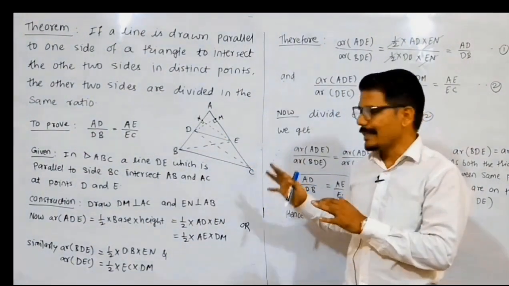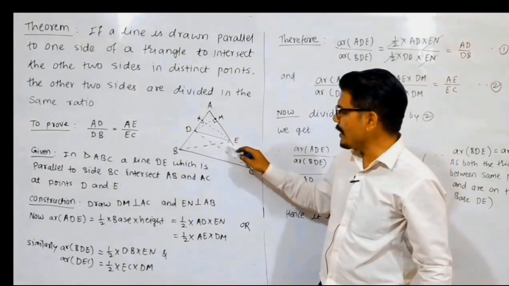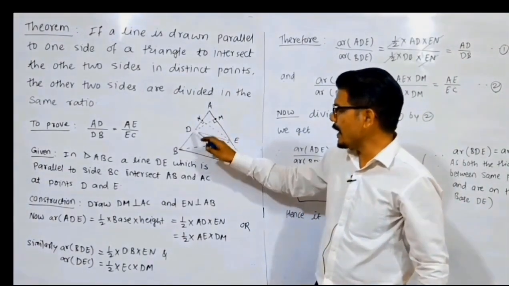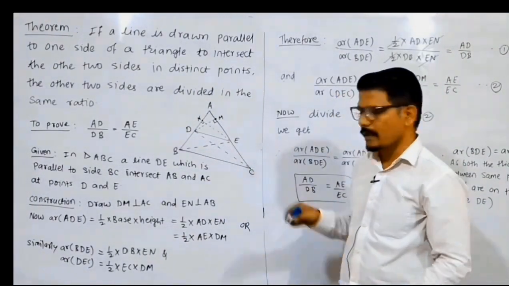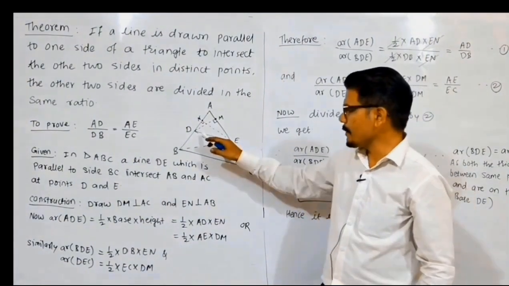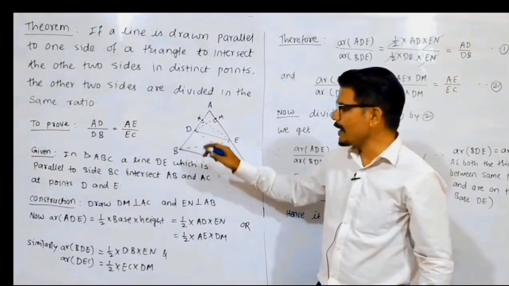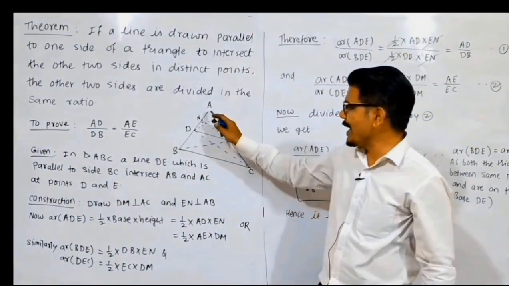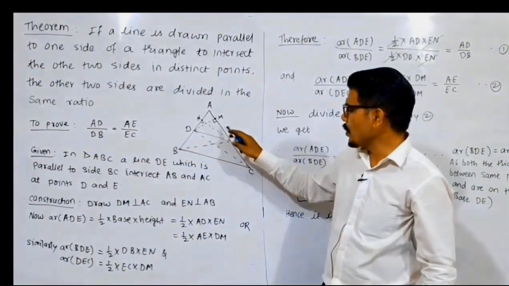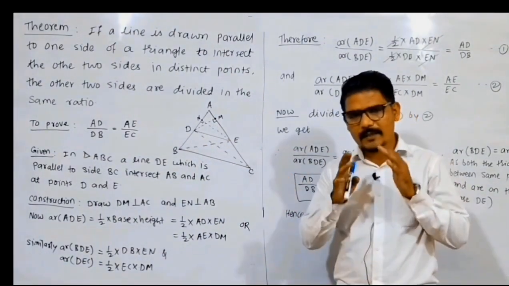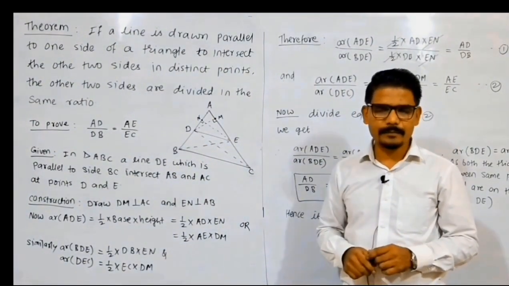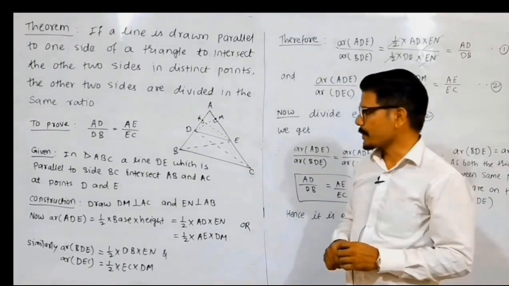If this happens, in that case, the divisions made by the line, AD and DB, AE and EC, are in the same ratio. That means AD upon DB is equal to AE upon EC. This is the statement of the given theorem, and we have to prove this.